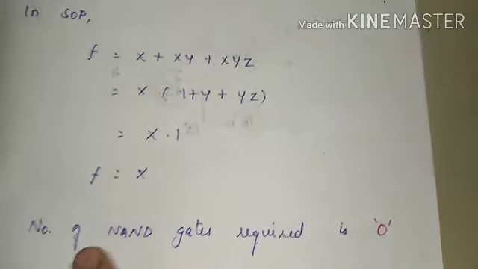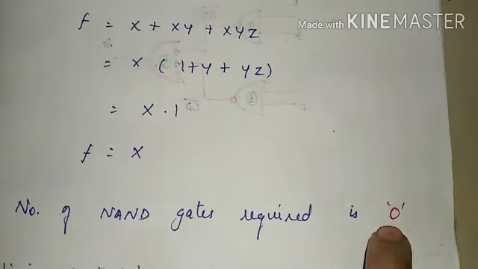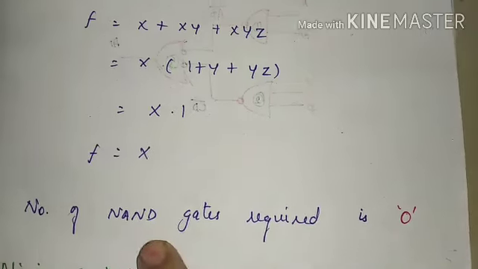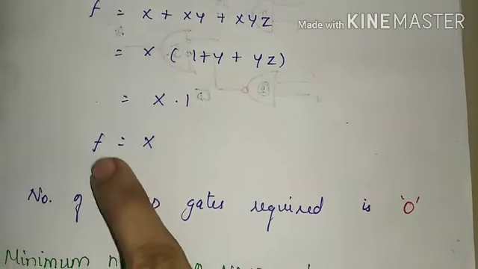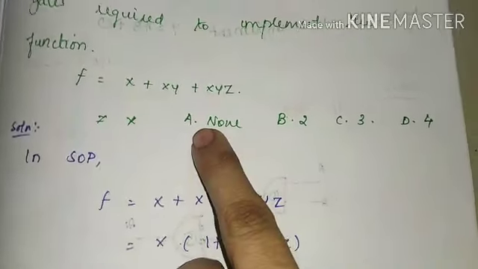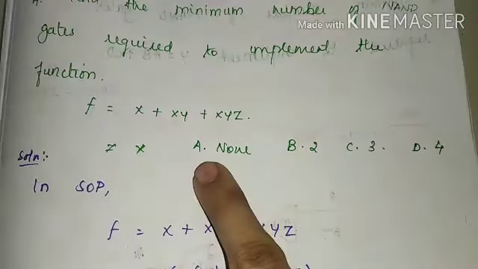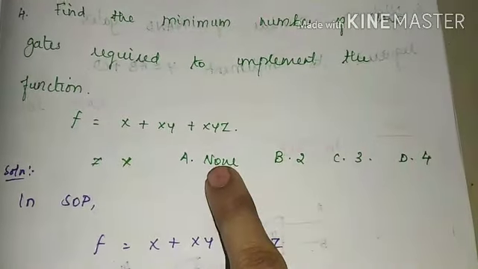This is our minimized, simplified expression of the given function. So the number of NAND gates required to implement this function f is equal to x is 0. So from the options, option A none is the correct answer for the given question.